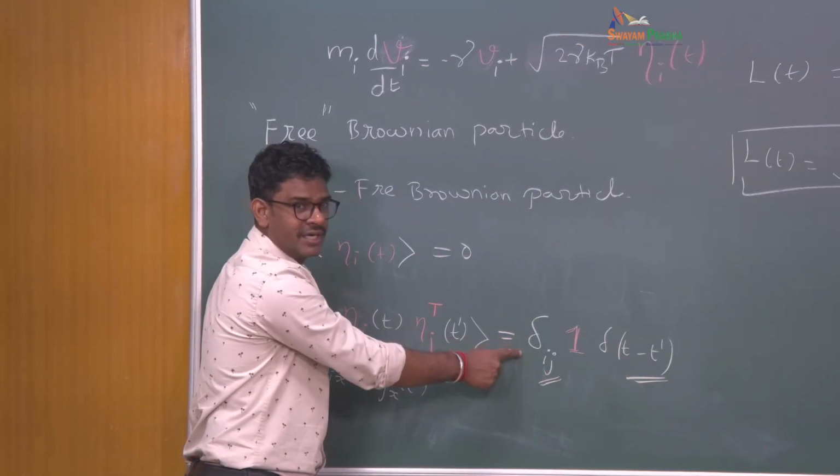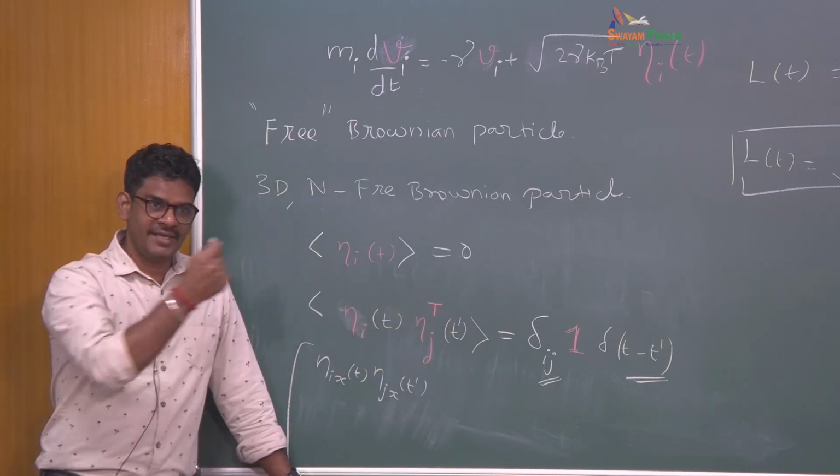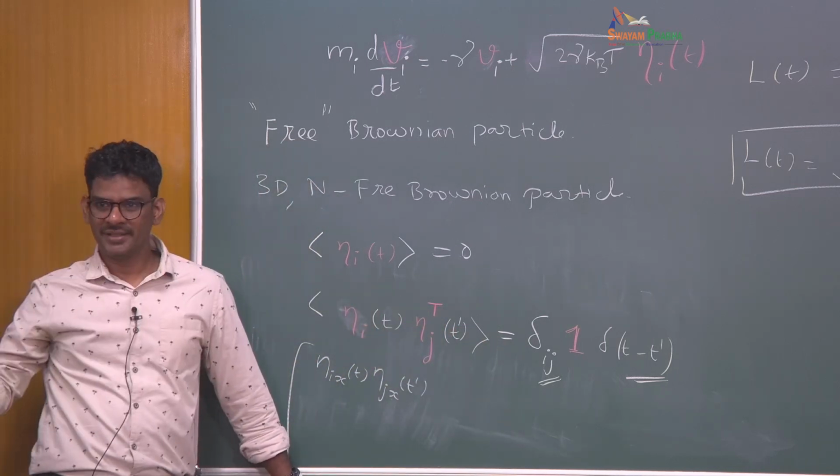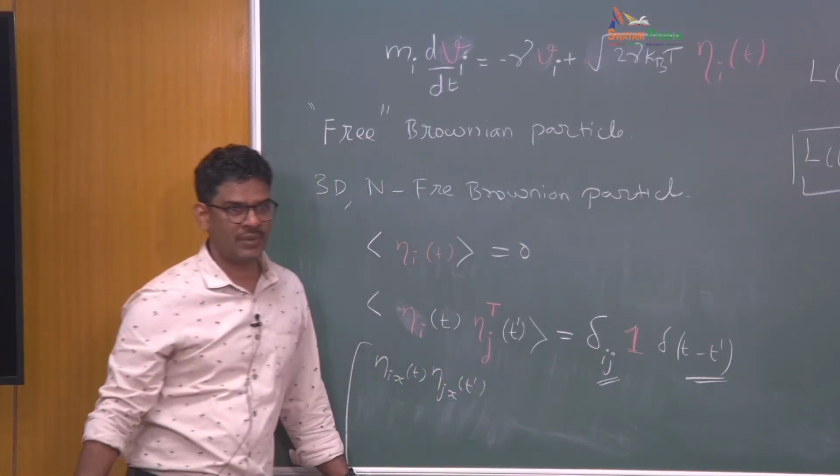So this is a Kronecker delta. What it means is the random force acting on the ith particle and the jth particle are actually uncorrelated. They are only correlated if i and j are the same. So this will become 1 only when i and j are equal.